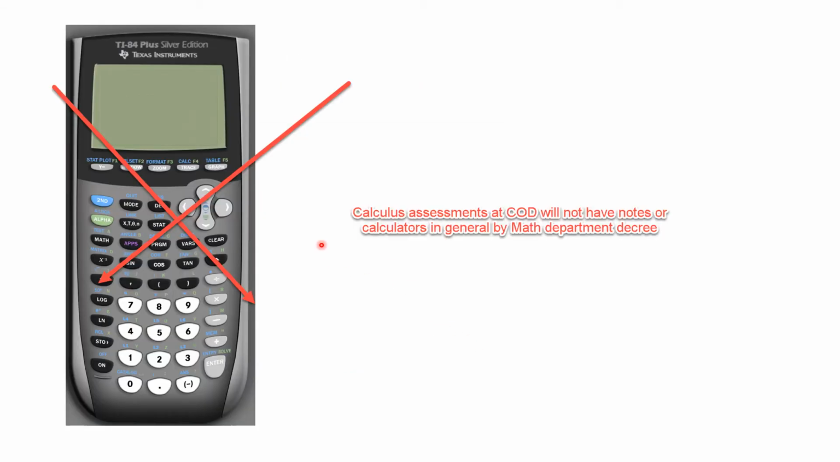It's worth reminding you that calculus assessments at the College of DuPage will not have notes or calculators in general, by math department decree. This means you memorize some things that you might be accustomed to using the calculator for.